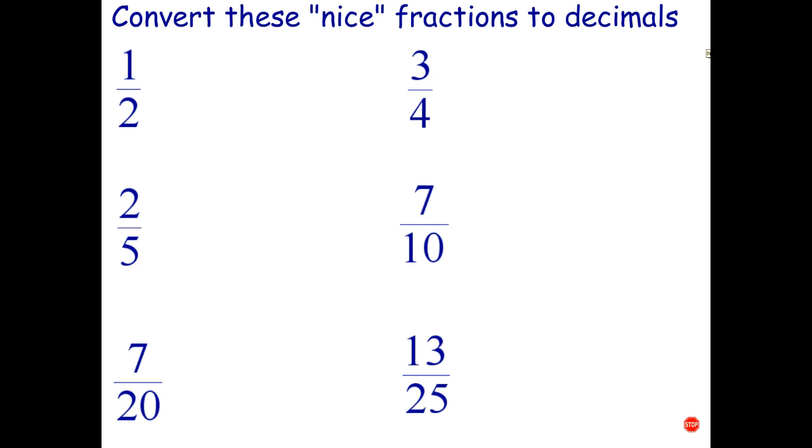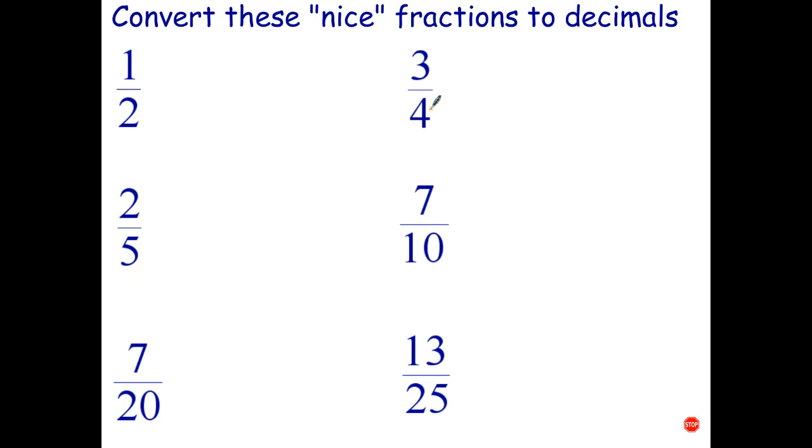So let's get started. Okay, these are some of the nice fractions. Now, nice fractions are ones that can be converted to a fraction with a denominator of 10 to get tenths, or can be converted to a denominator of 100, so we can get a decimal with 2 decimal places, or in some cases to a denominator of 1,000 to get 3 decimal places.